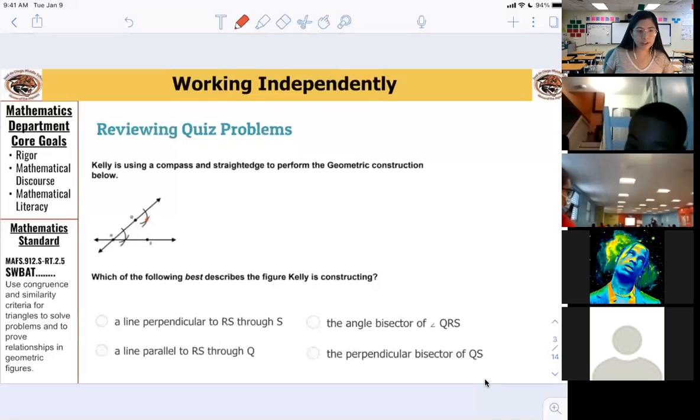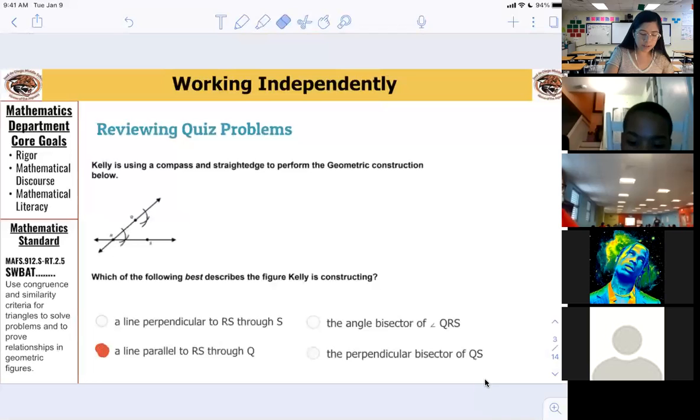Okay, Emily agrees, Jalen does not. Okay, Jalen does. Yes, this one is a parallel line. This is one of the ones that if you practice it, you'll know exactly what it is, because this one's different from all the other constructions that we've done. But yes, when you connect those two dots, you would create the parallel line of RS. So this would be a parallel line.